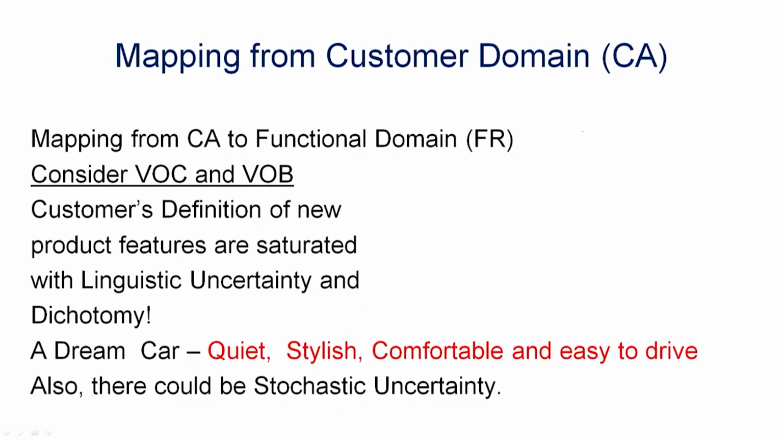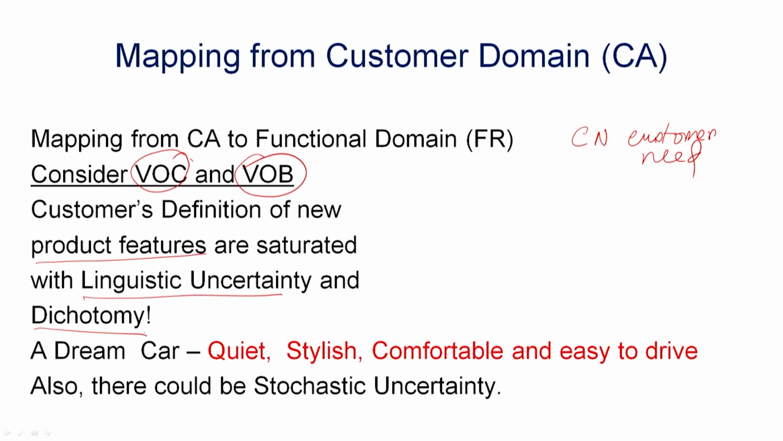Okay? Some people also call it CN, all the same, that is customer need, and we call it customer analysis. Now, the CA comes from two parts. One is called voice of customer, VOC, and another is called voice of business, VOB, what the business is talking about and what the customer is telling. So, we take the customer's definition of new product features, but there will be a lot of linguistic uncertainty in it, a lot of dichotomy. For example, a customer says I need a dream car which should be quiet, stylish, comfortable and easy to drive.